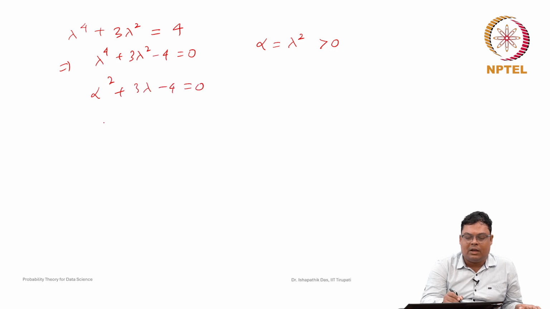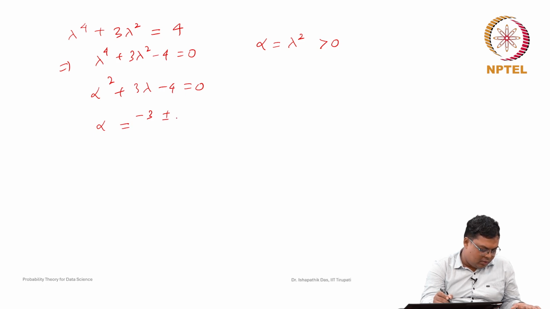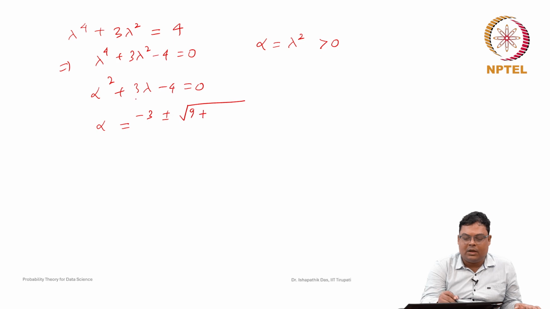From here you can get the roots of this equation: minus b plus minus root over b square minus 4ac. So, what we got: minus b plus minus root of b square is 9, minus 4 into a is 1, c is minus 4, so plus 16, divided by 2 into 1. So, this is nothing but minus 3 plus minus, 9 plus 16 is 25, root is 5, by 2.